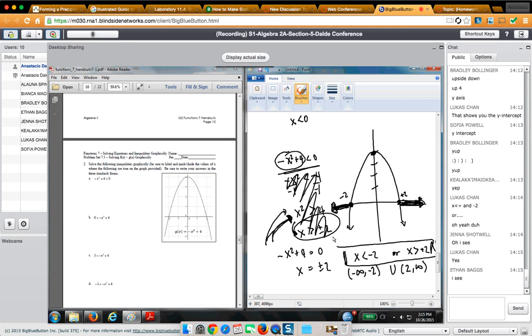But using this graph, we can easily answer part B. When is this thing bigger than 0? Well, it's between negative 2 and positive 2. That's when the y value is bigger than 0. When is it bigger than 3? Well, it's between negative 1 and positive 1. Done. When is it smaller than negative 1? Well, we've got to figure out what that answer is. It looks like 2.14 or something like that. So it's between negative infinity and negative 2.14, and positive 2.14 and above.